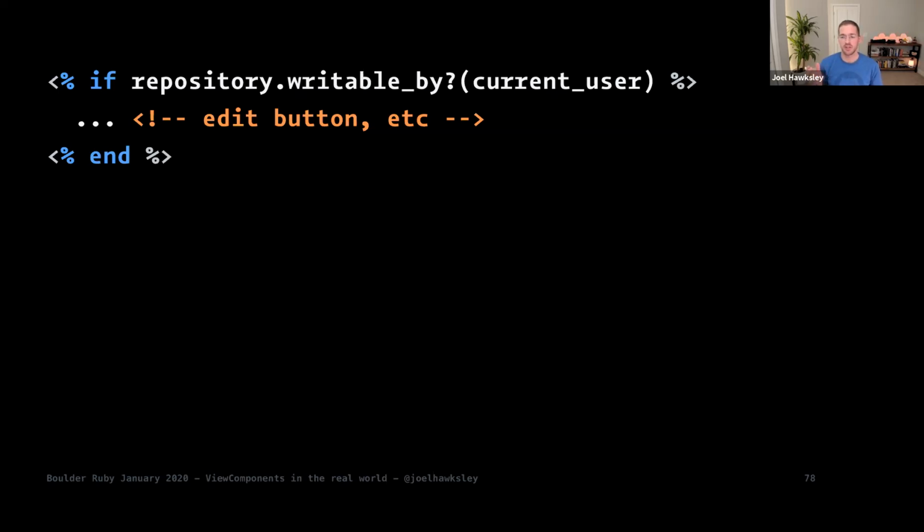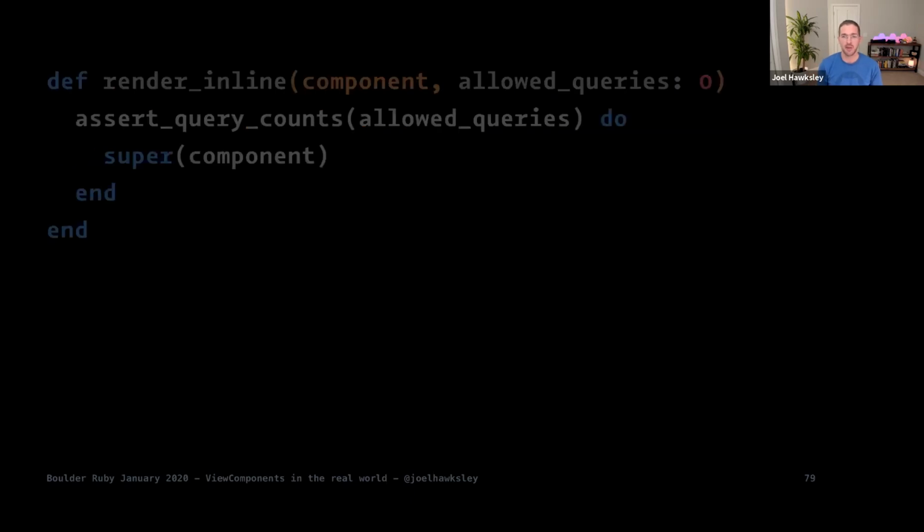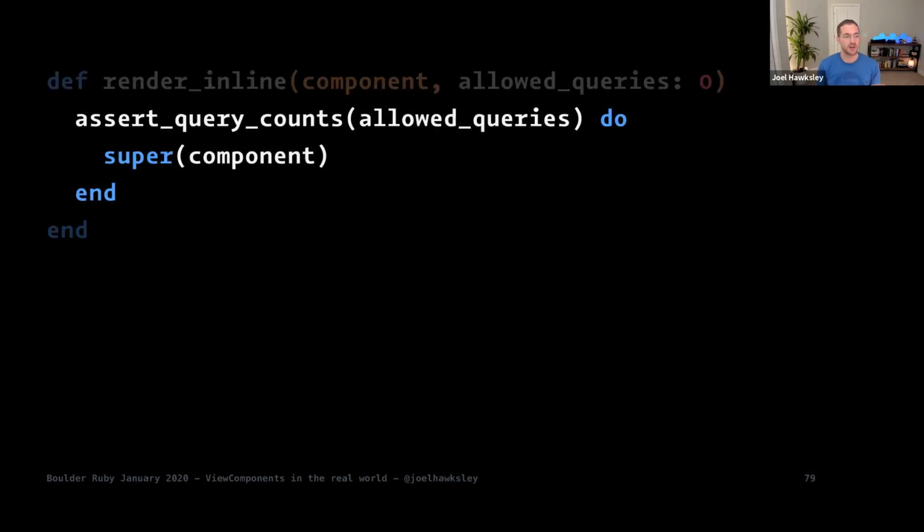So to help developers understand how their view code might interact with the database, we redefined the render inline helper that view component provides to take an additional argument, which is the number of allowed queries. Most critically, we defaulted it to 0. So we render the component, and using the Rails MySQL instrumentation, we fail the test if the actual number of queries doesn't match what was expected.